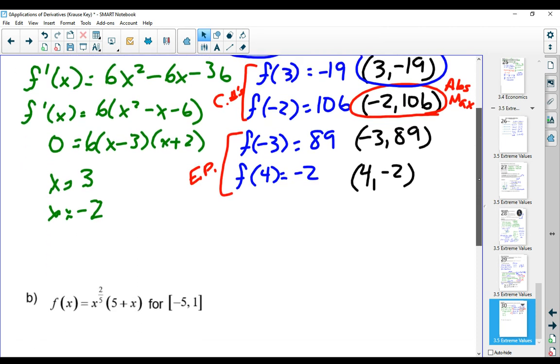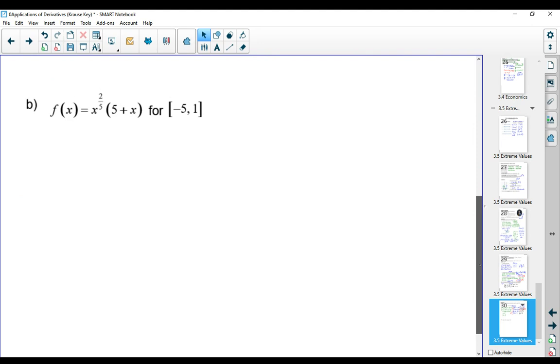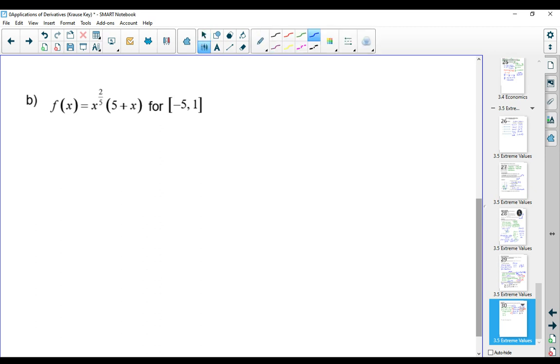All right, one more question. This one will be a little trickier with regards to the derivative. So again, if you want to pause the video, try it for yourself and then come back. We'll take a look at the derivative first. So f prime of x. We're going to use the product rule here.